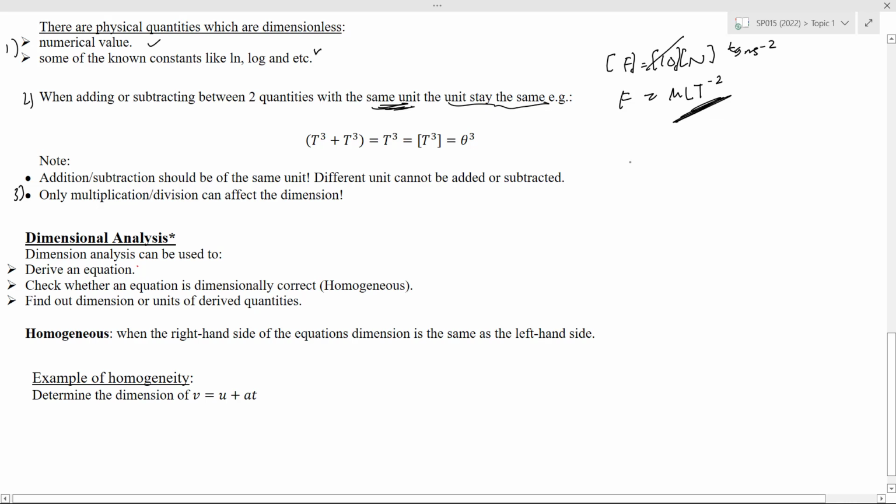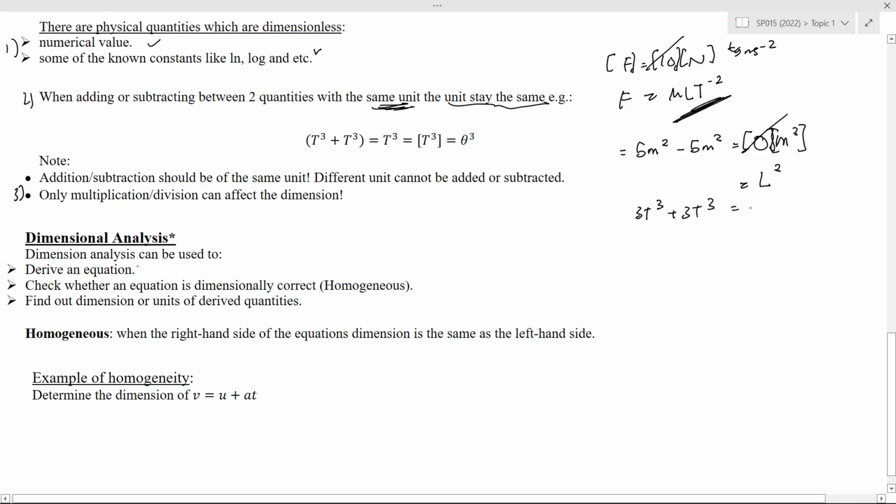Okay, so one of the example yang saya buat untuk confusekan budak saya, 5 meter square tolak 5 meter square. Dapat berapa? Kebanyakan kata dapat kosong. Tapi ingat, kosong apa? Kosong meter square. So, when you're starting dimension analysis, what happens to the number 0? The number are dimensionless. But, the meter square akan jadi L square. Berhati-hati.